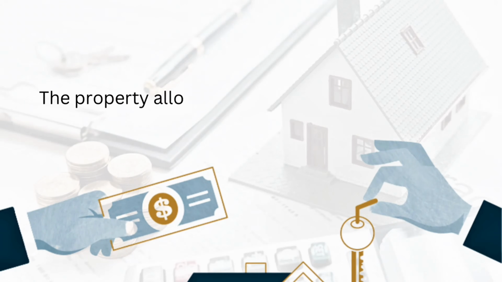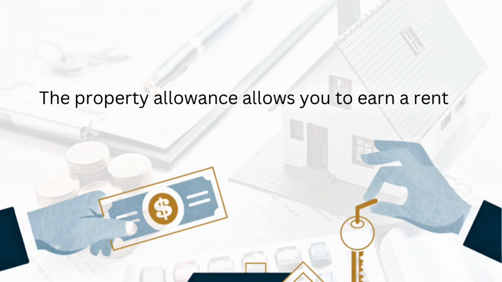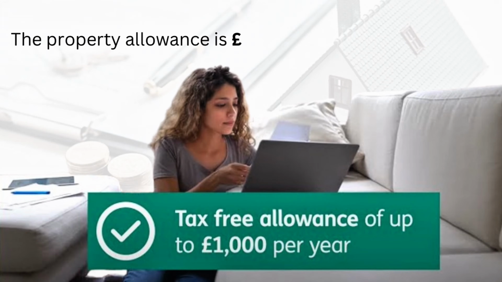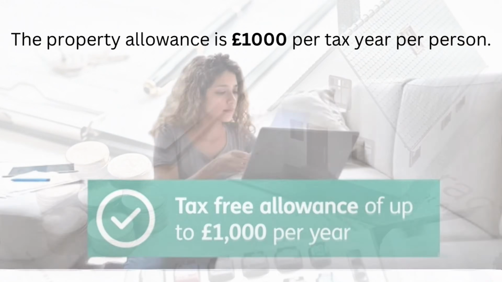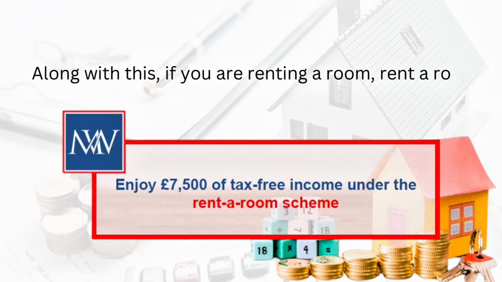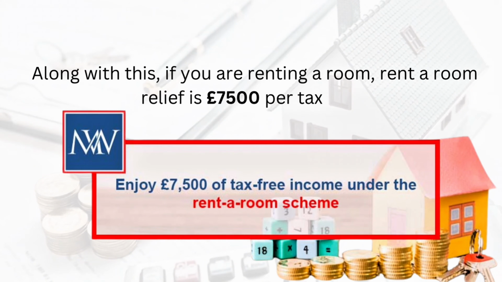So the obvious next question is, what is property allowance or reliefs? The property allowance allows you to earn rental income before paying any tax. The property allowance is £1,000 per tax year per person. Along with this, if you are renting a room, rent a room relief is £7,500 per tax year.